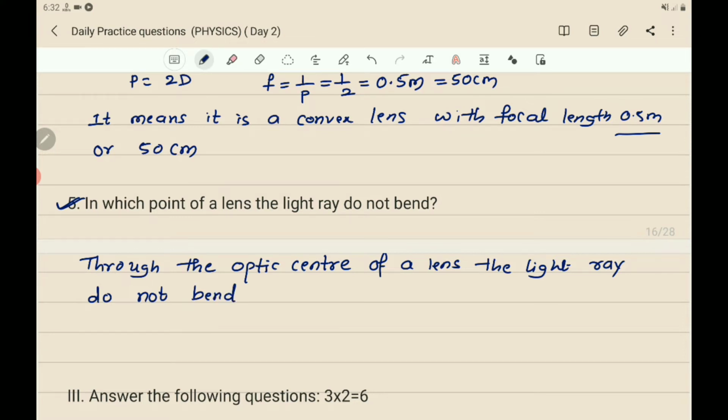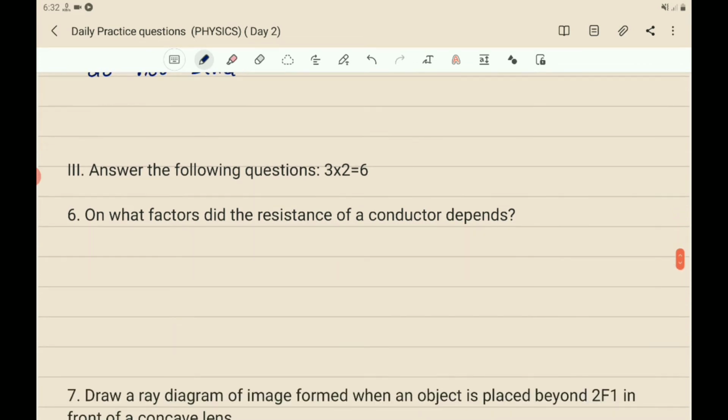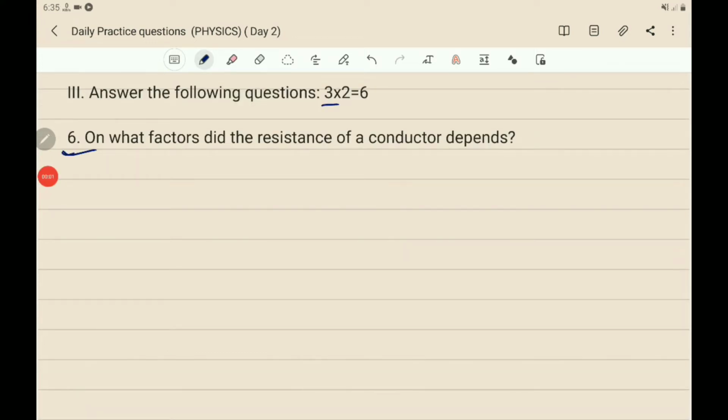The light ray does not bend. Next, let us come to the third main question. Answer the following questions. There are 2 marks questions, 3 questions are there. On what factors does the resistance of a conductor depend? Then what is the answer for this question?